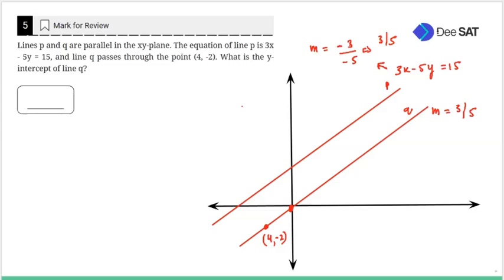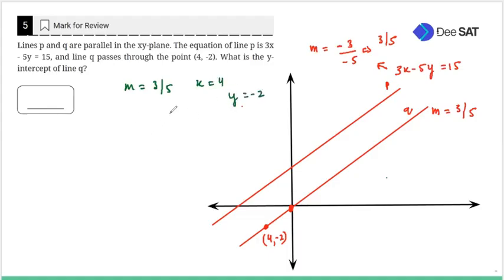You just need to figure out how to form the equation of the line, basically. The equation of the line is when the value of x is 0. So first of all, the slope is given to me, that is 3 by 5. The value of x is 4. The value of y is minus 2.